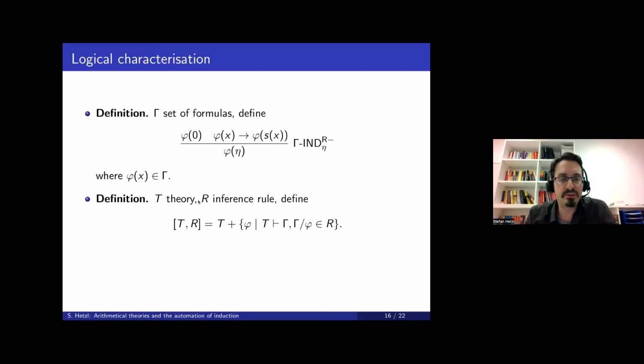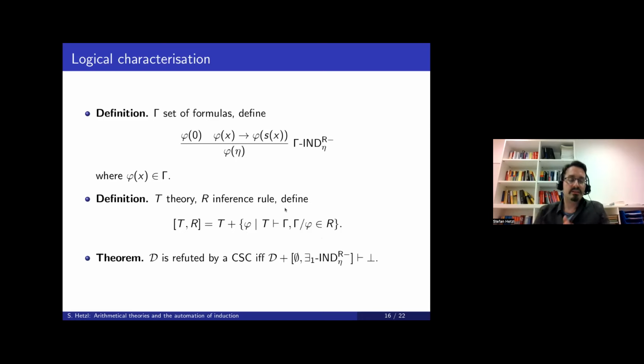To combine an inference rule with the theory can be done in this well-known way. So TR is defined as T plus everything derivable from one application of the inference rule. And then the characterization theorem we could obtain here is that a class set D is refuted by a class set cycle if and only if D, together with this induction rule applied to the empty theory, is inconsistent. And this induction rule, I should say, is of course for gamma being exists one formulas.